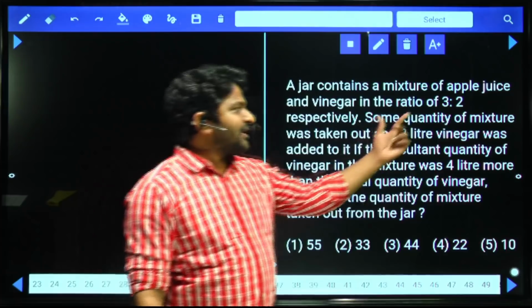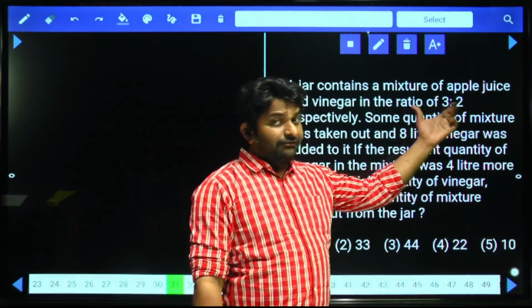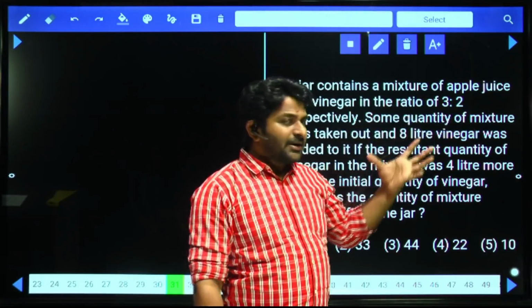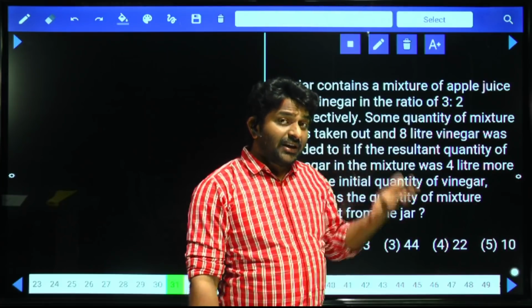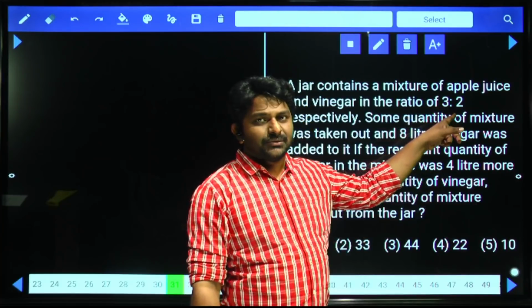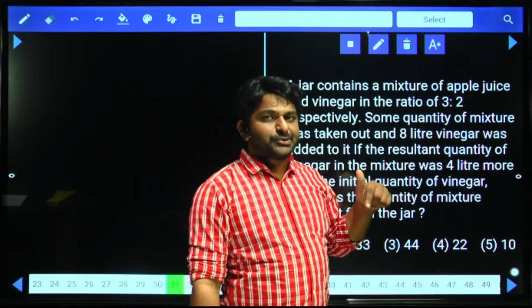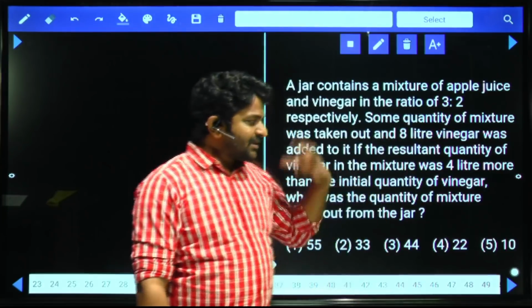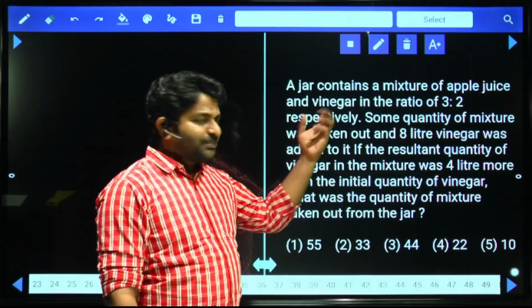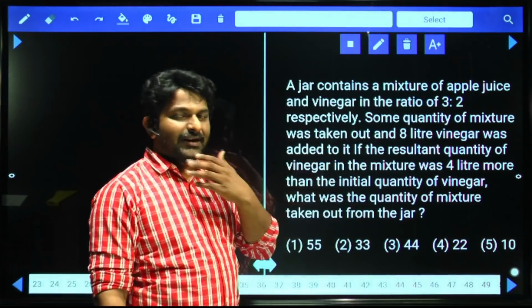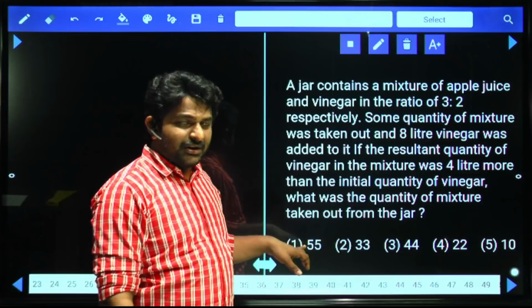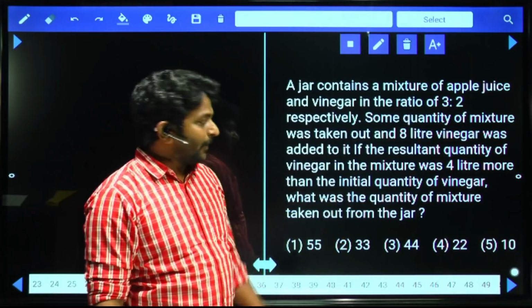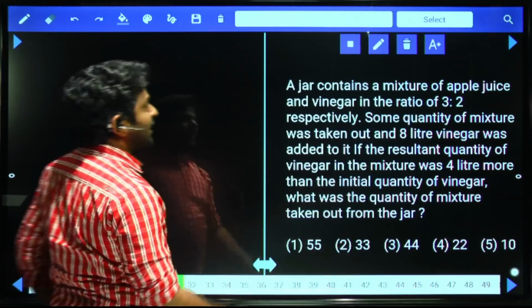Initial quantities are in the ratio 3:2, so total 5 parts are there. We are taking out some quantity from these 5 parts. Whatever quantity you are taking out should also be in the ratio 3:2, and the remaining quantity must also be in the ratio 3:2. So the answer must be a multiple of 5 parts. There are 2 multiples, the first option and the fifth option. So let's calculate.